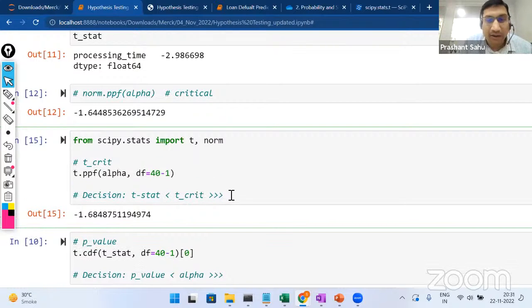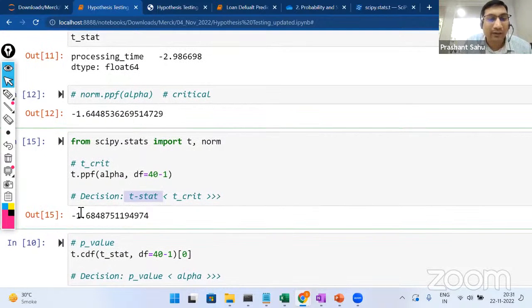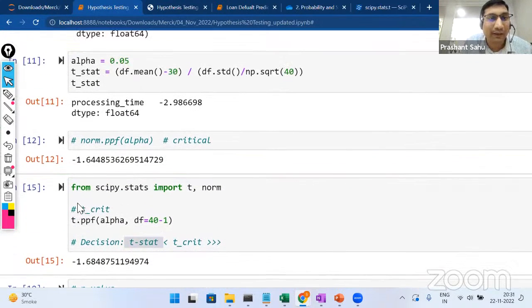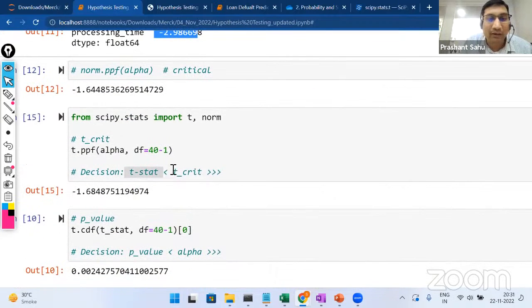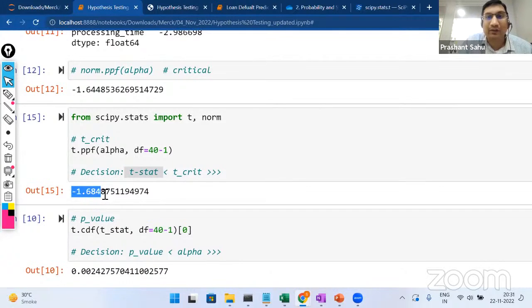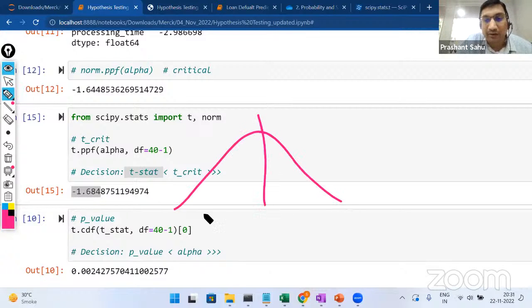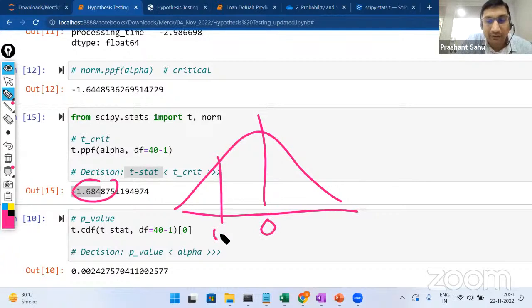Now we are ready to make the decision. The t statistic here we are getting is, where is the t stat value? Can you see? Negative 2.98. And the critical value is negative 1.68. So I'll come back to that figure once again, so that will be easy now. This is your 0. The critical value is this, 1.68. And the actual t stat is negative 2.98.